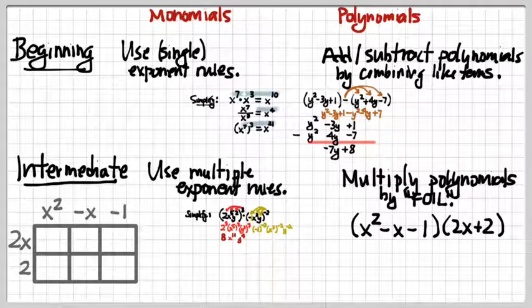And so now that I've set up my grid, all I have to do is fill in each of these squares as the product of the thing on its row and the thing on its column. So the uppermost left x squared times 2x is going to give me what?